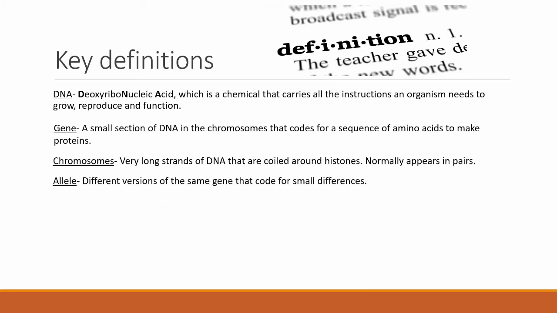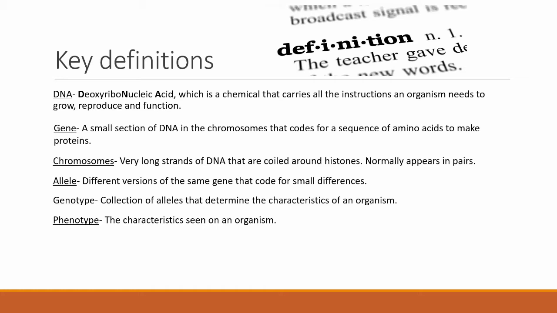Number 4, an allele, which is a different version of the same gene that codes for small differences. Number 5, a genotype, which is the collection of alleles that determine the characteristics of an organism. Number 6, a phenotype, the characteristics seen on an organism, which can range from anything between hair color and genetic diseases.